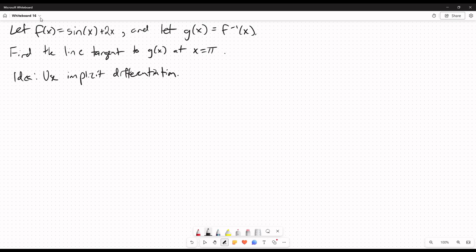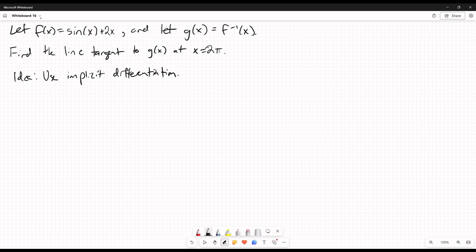In this video, we're given the function f of x equals sine of x plus 2x, and we want to find the tangent line to the inverse of f of x at x equals pi. Actually, it's going to be 2 pi. Let's make that x equals 2 pi. Pi would be a much harder question.